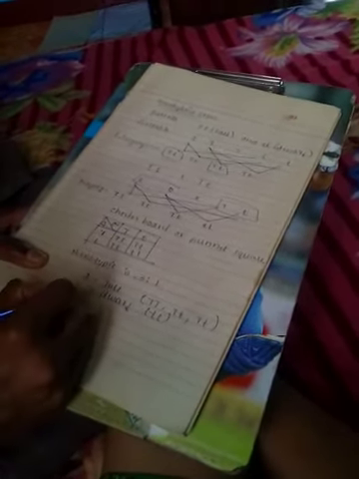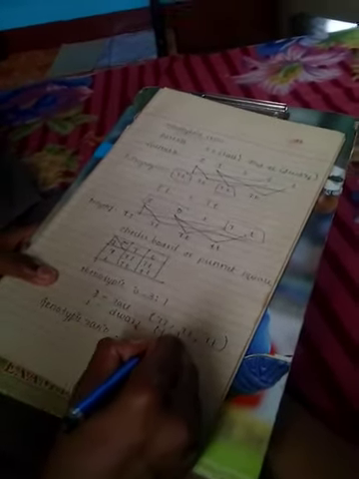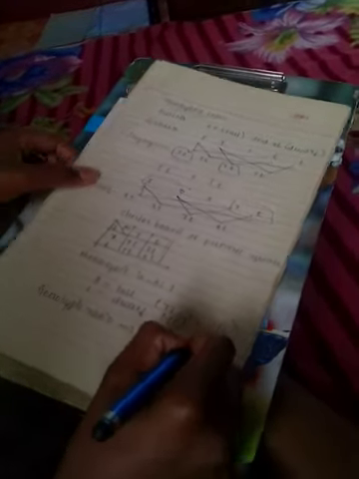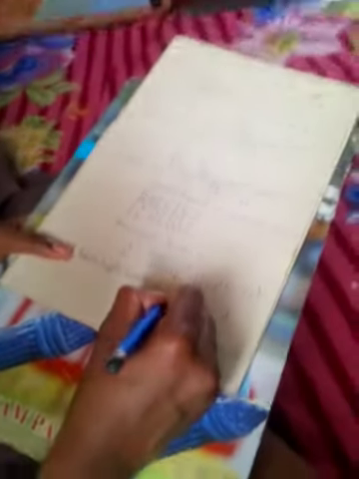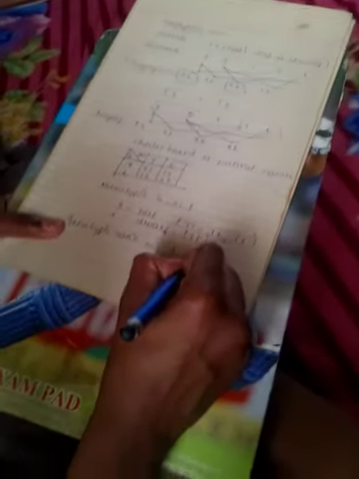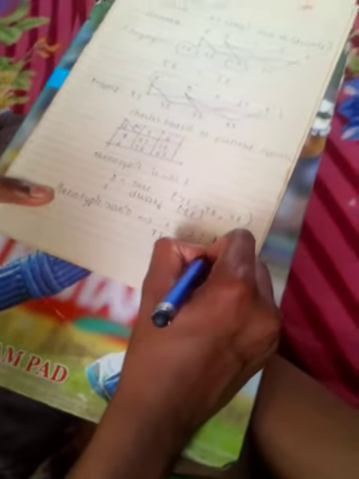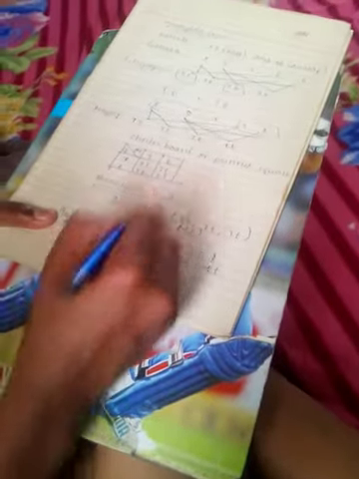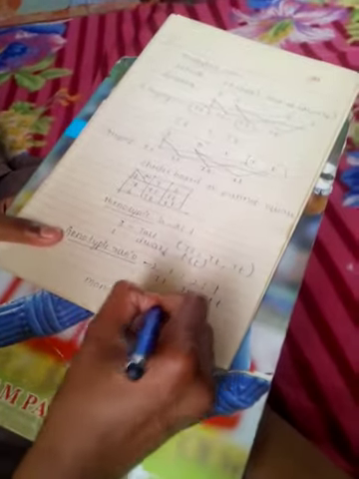Next, genotypic ratio, that is 1:2:1. So 1 is both are dominant, and 2 are one dominant and one recessive, and 1 is dwarf, that is both are recessive. This is the genotypic ratio and the phenotypic ratio of the monohybrid cross.